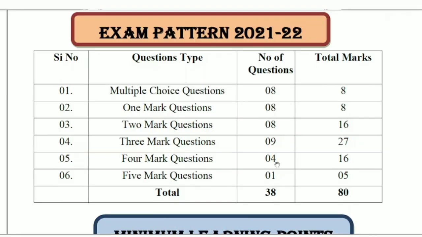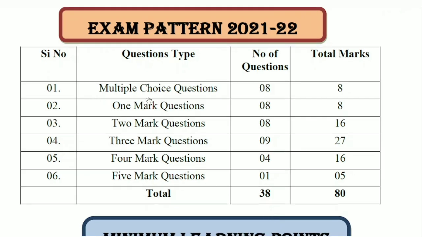Multiple choice questions, 8 marks. 8 questions will be there. So 1 mark questions, 8 questions, 8 marks. And 2 marks questions, 8 questions, 16 marks. 3 marks questions, 9 questions, 27 marks. 4 marks questions, 4 questions, 16 marks. And 5 marks questions, only 1 question that carries 5 marks. So totally 80 marks, and totally you have 38 questions in your paper.